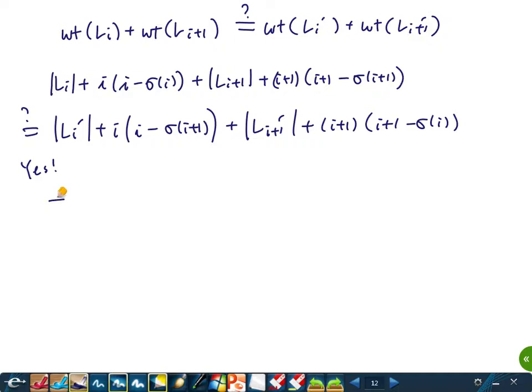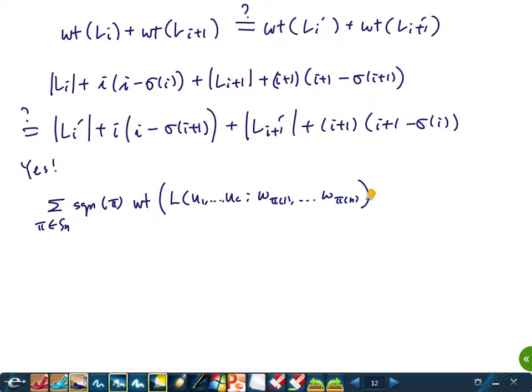So the summation of sign times weight. So we get all the cancellation. So now we have fixed points. Pi must be the identity. Fixed points can only occur. Maybe we have some path L. We consider all paths from a starting point to an ending point, and we consider the weight of L1.